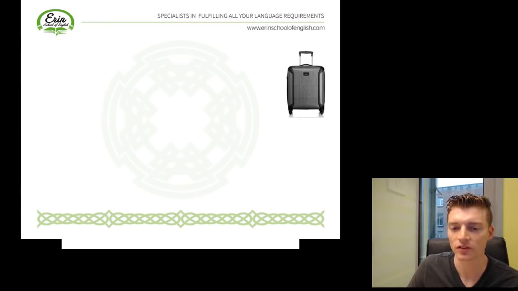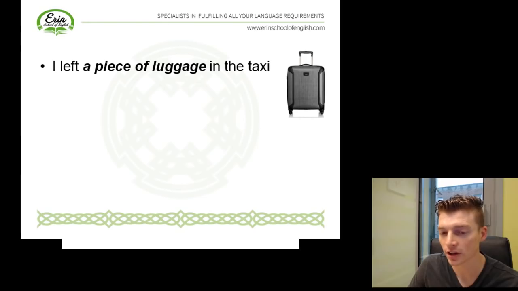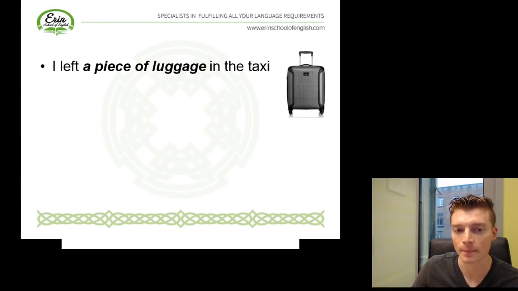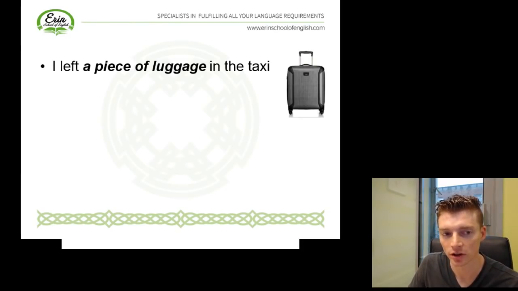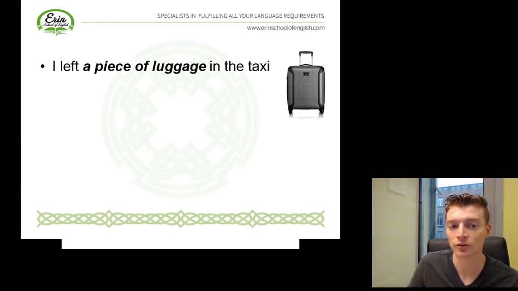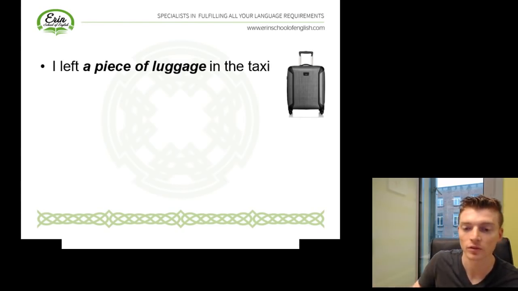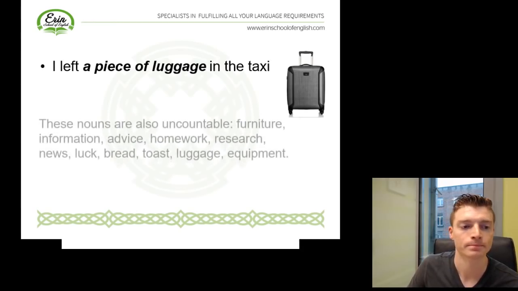Alright, what do you see here? So this, of course, is luggage. However, we know luggage is an example of an uncountable noun. If we want to talk about an individual uncountable noun, we can use a phrase like a piece of luggage. For example, I left a piece of luggage in the taxi. Now the listener knows it's one piece of luggage, not lots of different pieces of luggage.